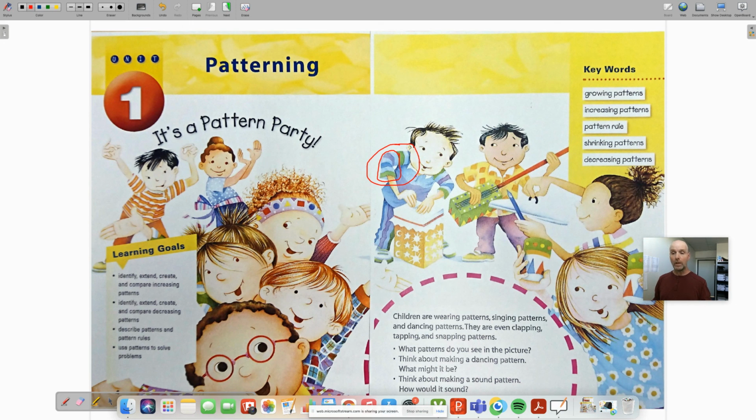Over the next few days, as we get into the unit, what I want you to do is, as you walk through your house or walk through your community, start looking and listening for patterns. You'll see lots of them. There's patterns everywhere. And that'll help you get into the thinking part of this unit on patterning.